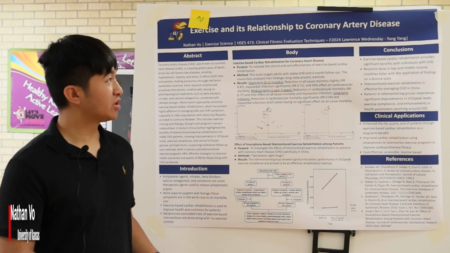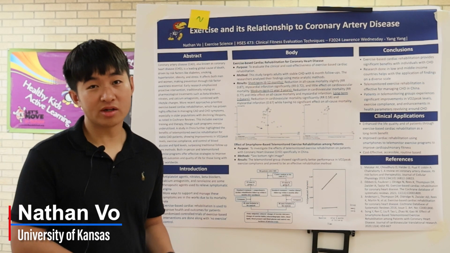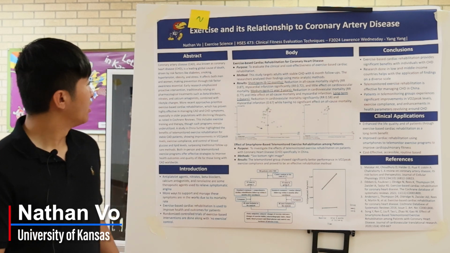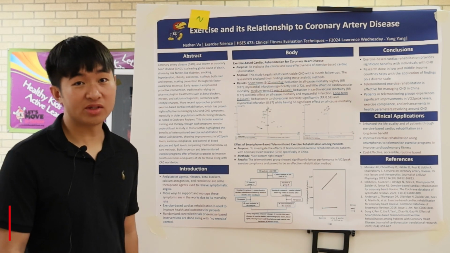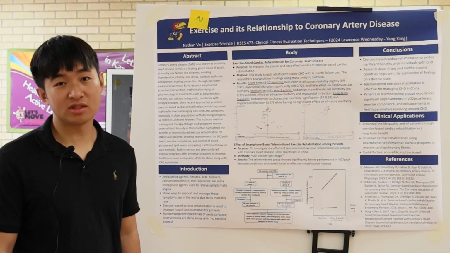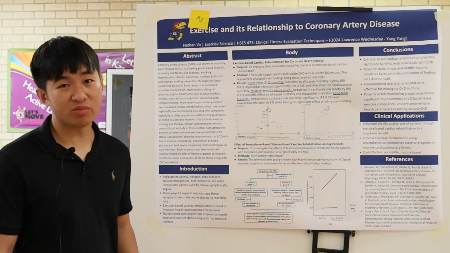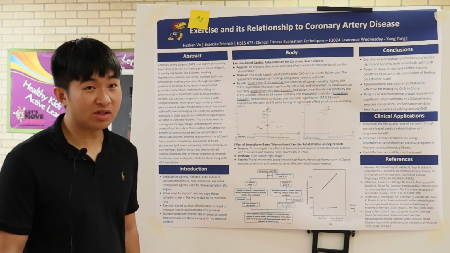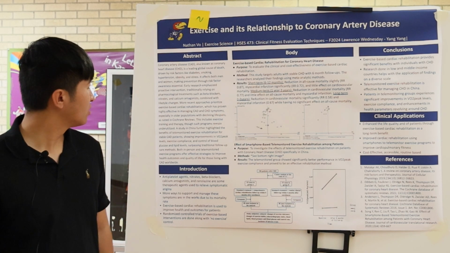All right, so I did my poster on coronary artery disease, also known as CAD or heart disease, and its relationship with exercise. I found out that coronary artery disease is the leading cause of deaths worldwide, which is why it's important to prevent the risk of this disease from happening and damaging bodies over the long-term period. Some factors of this disease are diabetes, smoking, obesity, and just overall stress.